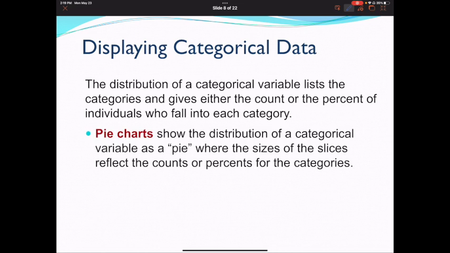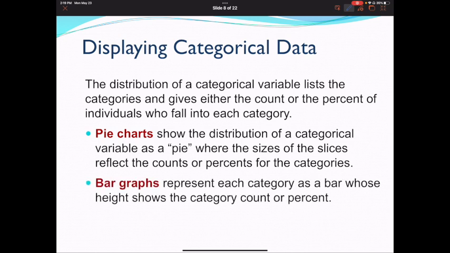Pie charts show the distribution of a categorical variable as a pie, where the size of the slices reflects the count or percents for the categories. Another way to express categorical data could be a bar graph, right? Bar graphs represent each category as a bar, and it's really important that those bars don't touch, but the height shows the category count or percentage. So let's look at a couple examples.